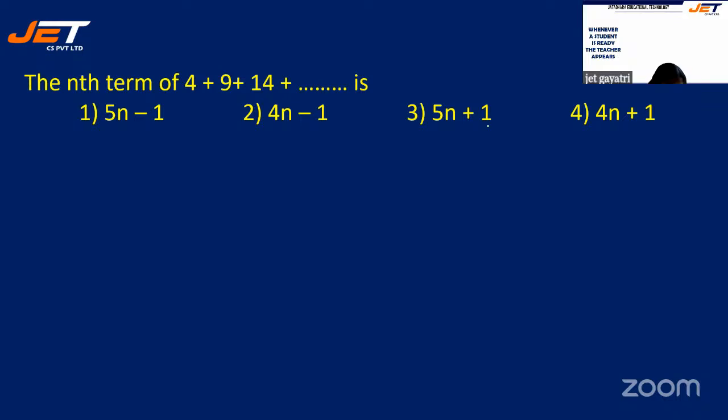Yes. So your Tn is n by 2 into 2a plus n minus 1 into d. Alright? Just quickly find out and tell me whether we're able to do the nth term of this.